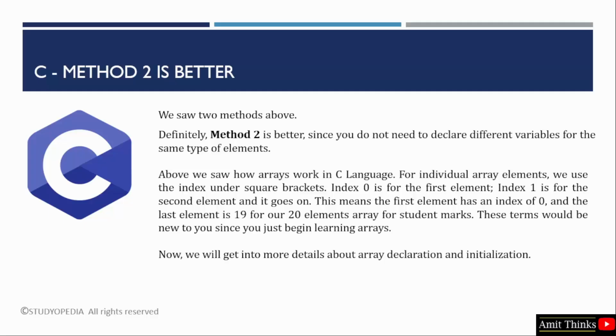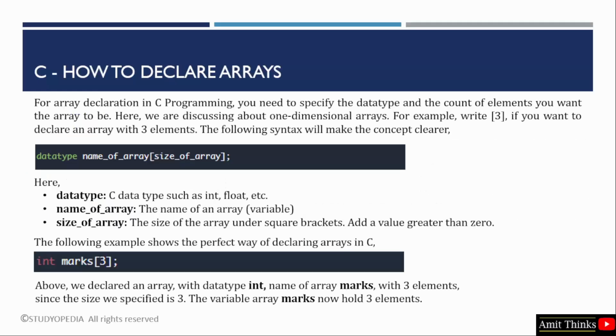Let us move further and now declare and initialize arrays. We have learned how to declare and initialize variables. You can relate the same concept. To declare arrays, you need to use the following syntax. First, write the data type, like we mentioned int. Then the name of the array, we have mentioned marks. And within the square brackets, you need to mention the size of the array. Here, 3 in the square brackets would mean declaring an array with 3 elements. Now the array variable marks holds 3 elements. So this is how you can declare arrays.